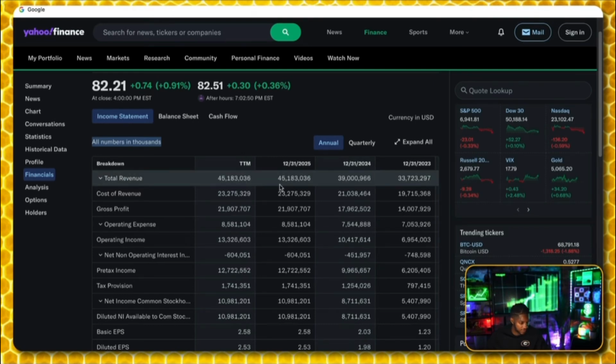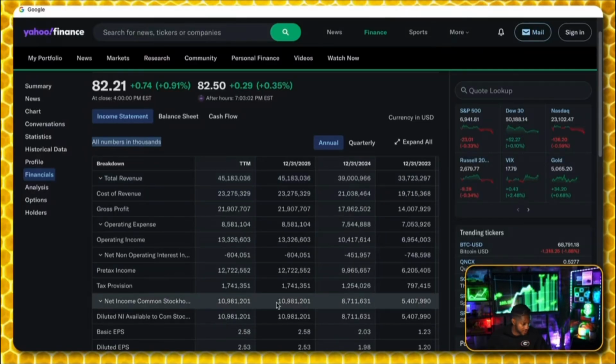Trailing 12 months means if it's February, then they're going back to February 2025 to look at data. If it's June, then the trailing 12 months will be the last 12 months, if that makes sense. So again, you got to add 3 zeros. So 45 billion and almost making 11 million. That's nearly a 23% profit margin or a 25% profit margin.